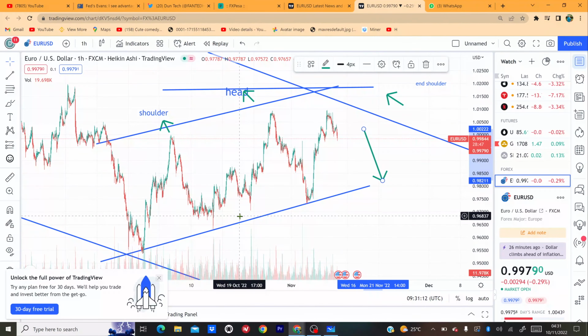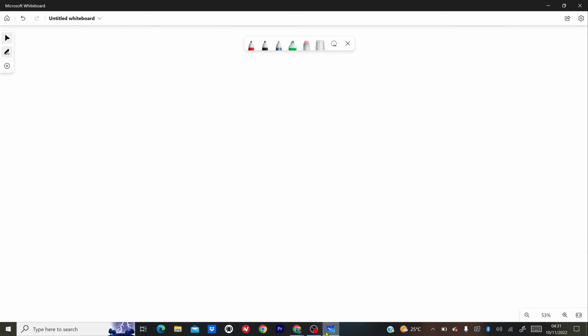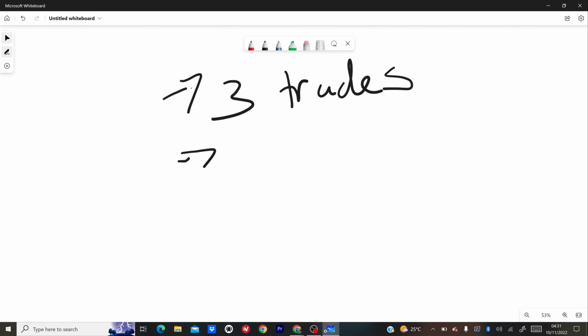So we are going to start right over here, but before we do that, let me indicate 3 rules that we need to go through. First of all, you will be taking 3 trades. The other one is that you will be trading 2 pairs.